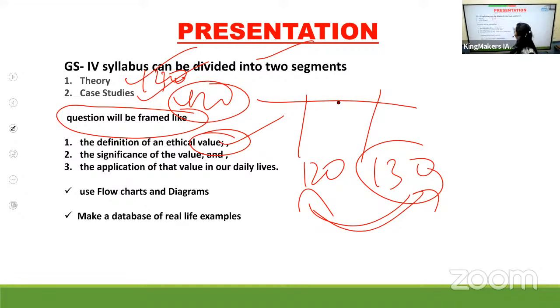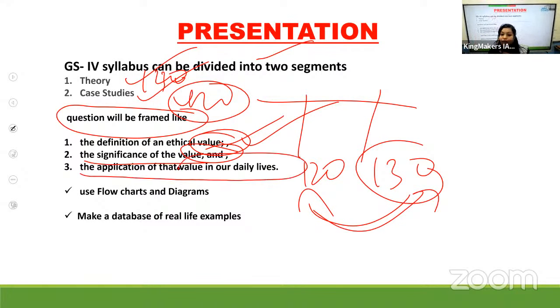So either they will ask the definition of an ethical value, or for the same value, happiness, they can ask the significance of this value. How is happiness important to you? This is the second type of question. Or they will ask the application of that value in your daily life. How would you define happiness, and how in daily life are you enjoying the happiness? So only this type of questions will be there.